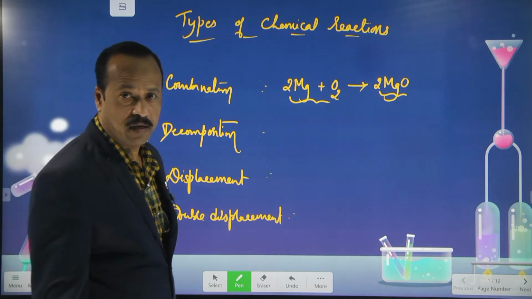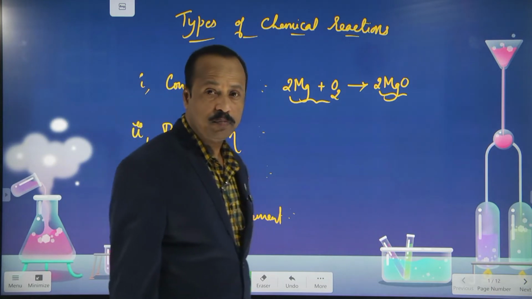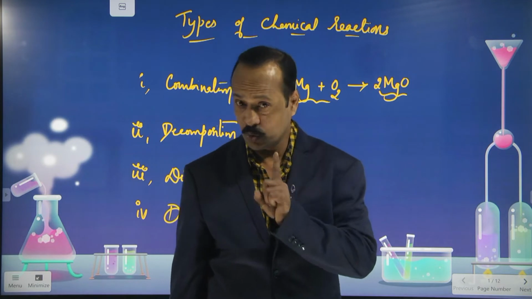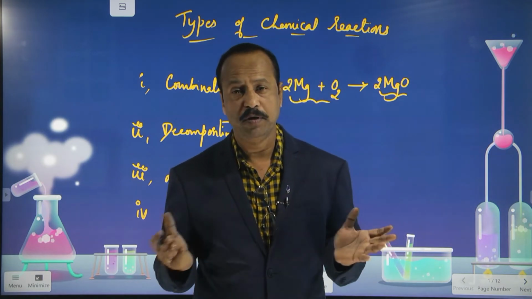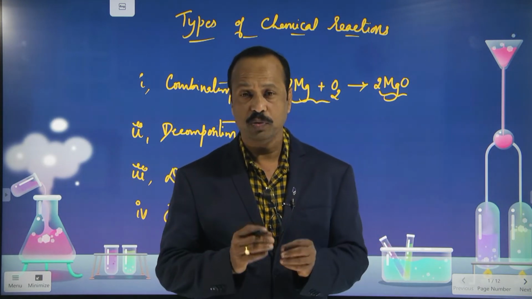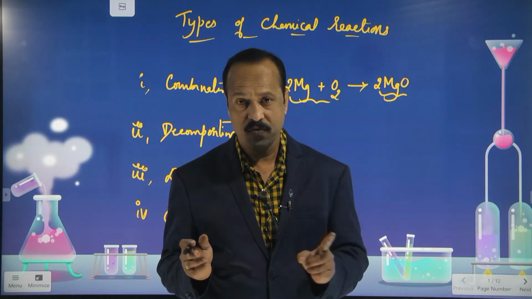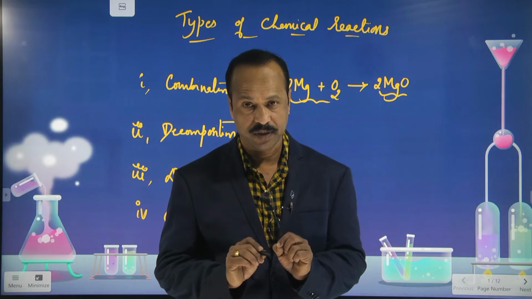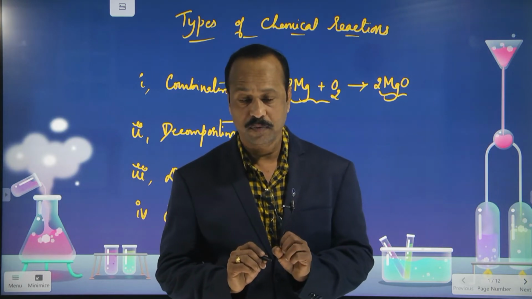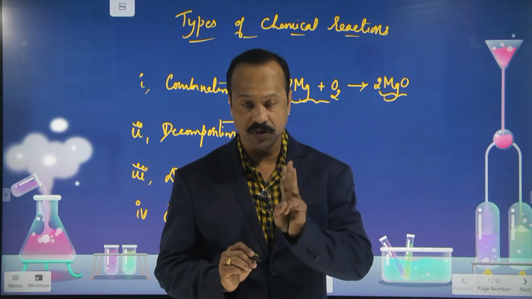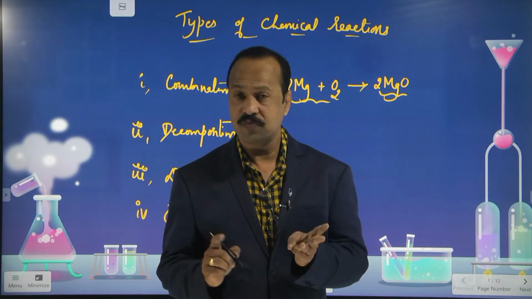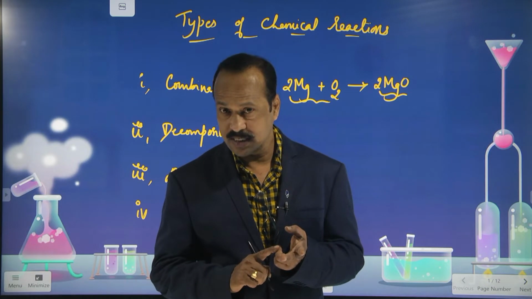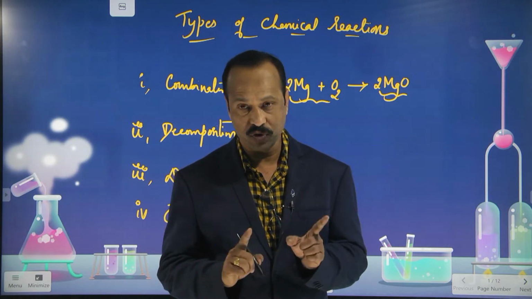Next, come to the decomposition. In a decomposition reaction, the reactant is only 1, but products may be 2 or more. So we can get 2 or more products from a single reactant. That is called decomposition. And I said that there are 3 types of decomposition: the first one is thermal decomposition, second one is electrolysis, and third one is photolysis.